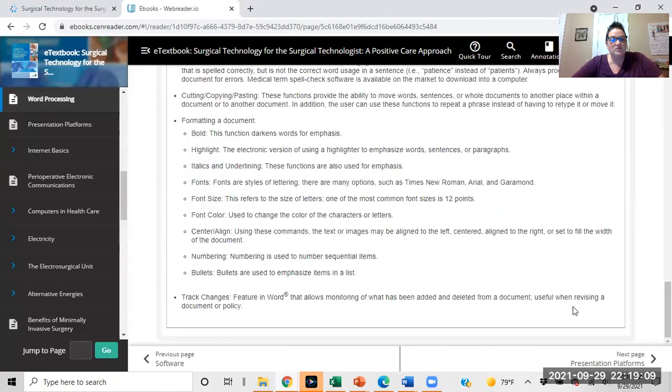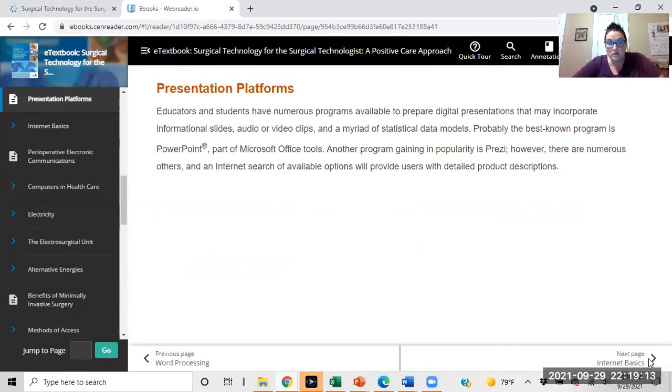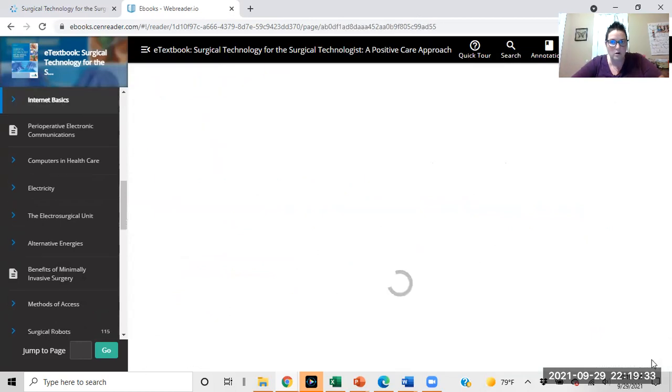Presentation platforms. So there's different presentation platforms. Of course, one in particular I use is PowerPoint. That's the most popular, most common one. There's Prezi, which is gaining a lot of popularity. As said here, there's others as well that help you create presentations, whether online or hard copy type.